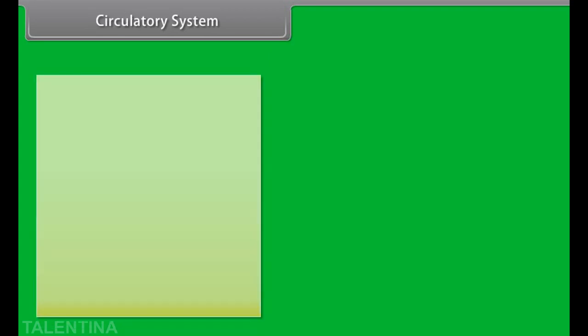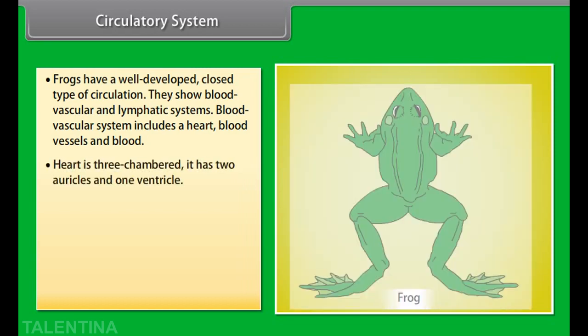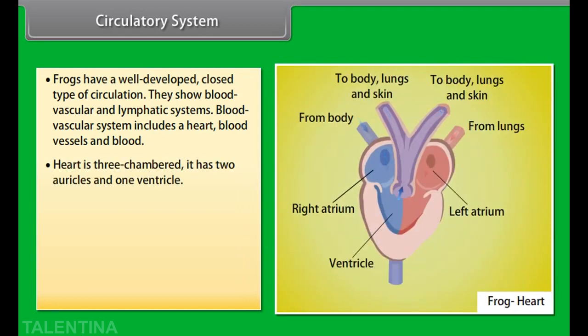Circulatory system. Frogs have a well-developed closed type of circulation. They show a blood vascular and lymphatic system. The blood vascular system includes a heart, blood vessels and blood. The heart is 3-chambered. It has 2 auricles and 1 ventricle. The heart is covered by a membranous pericardium.